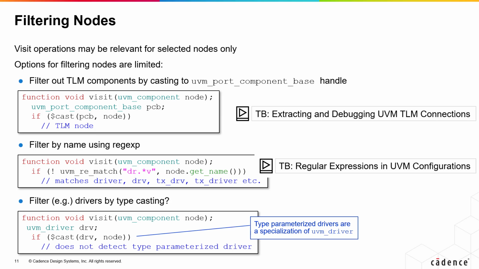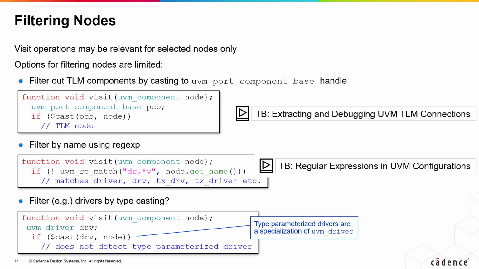We could detect monitor nodes by typecasting to a handle of UVM monitor, but we couldn't detect driver nodes by typecasting to UVM driver. Drivers are type parameterized, which creates a specialization of the UVM driver template, and so is a different type. Detecting drivers with a cast requires knowledge of the type parameterization, and so your visitor becomes specific to a certain set of UVCs, and this affects reusability.